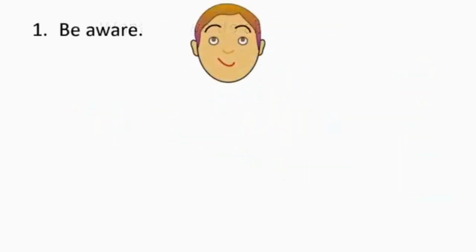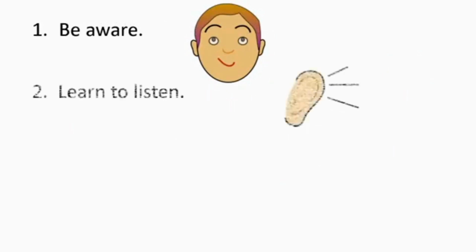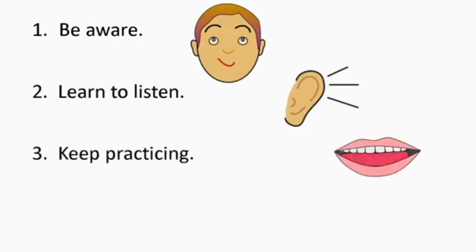First, we need to be aware of the sounds that are causing problems and try to understand the differences between similar sounds. Next, we should try to listen carefully to tricky sounds so we can tell if we're saying them correctly. Finally, we should keep practicing those sounds so that our pronunciation is easier for listeners to understand. Let's practice some tricky consonant sounds.